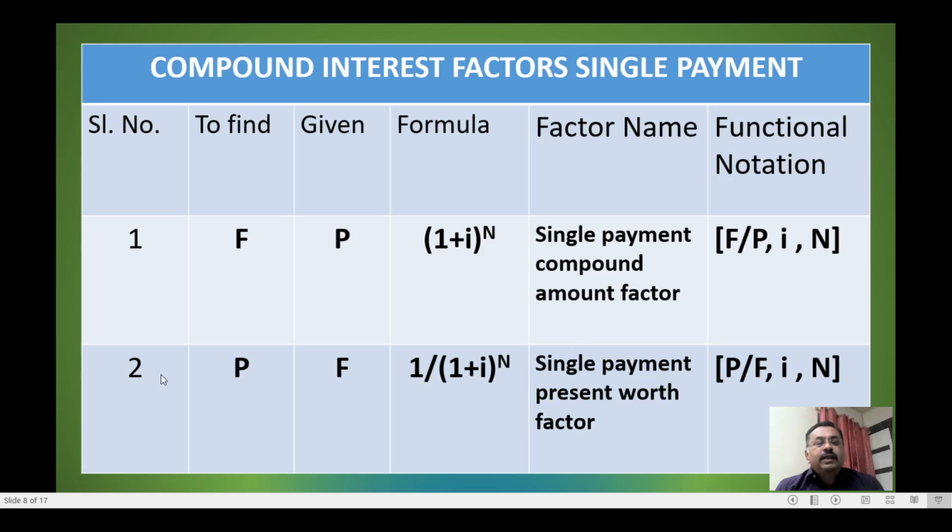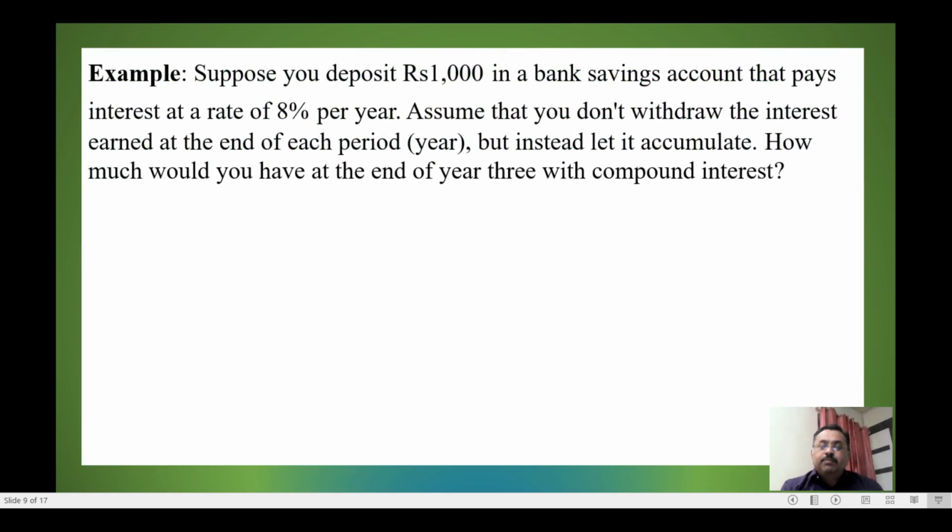The second calculation that we do is to find the principal amount by having the future sum. The future sum is given. That means 5 years down the line I need 1 lakh rupees. What is the amount that I have to keep in the bank today? That is the present amount that we have to keep in the bank. The formula which will be used is 1 divided by 1 plus I to the power of N, that is the single payment present worth factor that we will be calculating. The notation that we use here is P bar F comma I comma N. Let us see an example here.